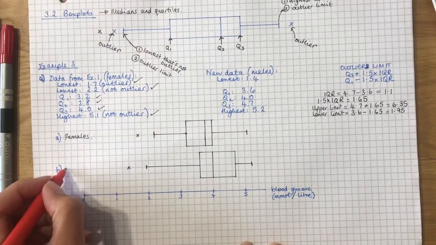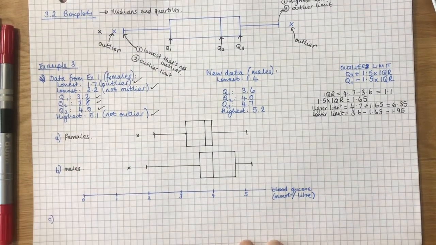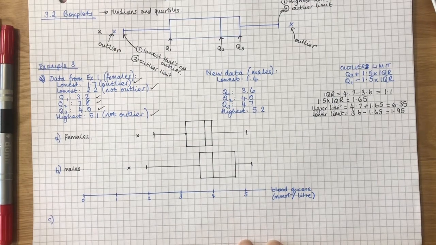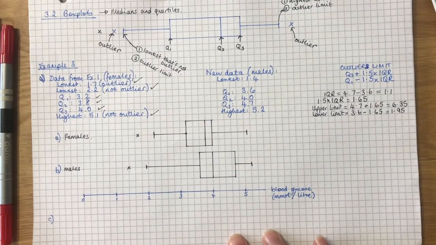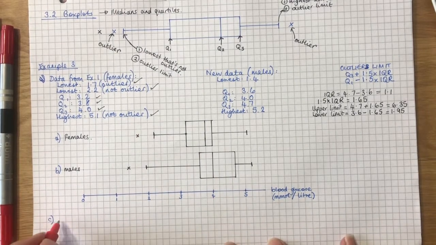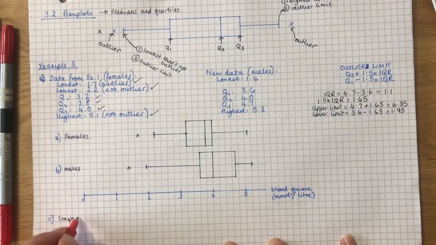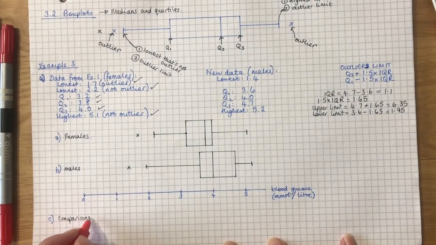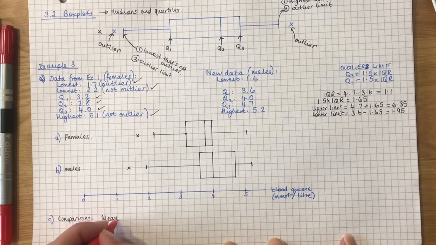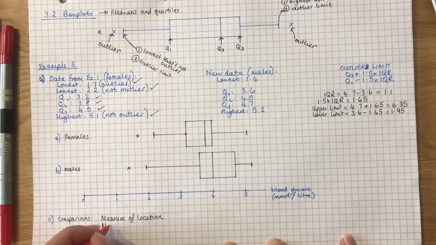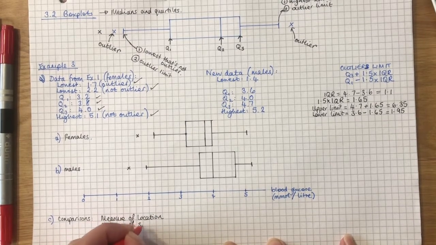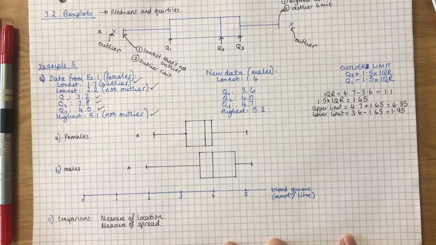So we have got the females and the males, the blood glucose levels, and we've drawn them on the same diagram like we were asked to. The reason for drawing them on the same diagram is that it makes it easier to compare what's going on. So in part C, we're asked to make some comparisons here between the glucose levels of females and males. When you're asked to make comparisons, you're going to compare, as a minimum, two things. You're going to compare a measure of location, and you're going to compare a measure of spread. That's as a very minimum.